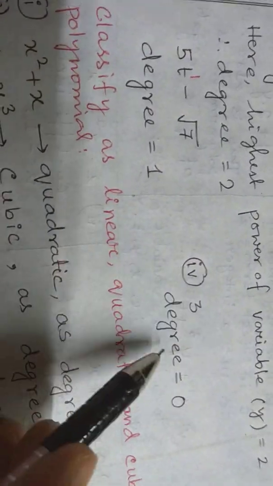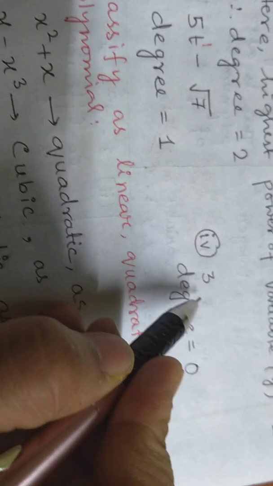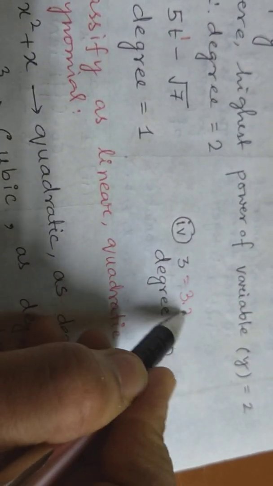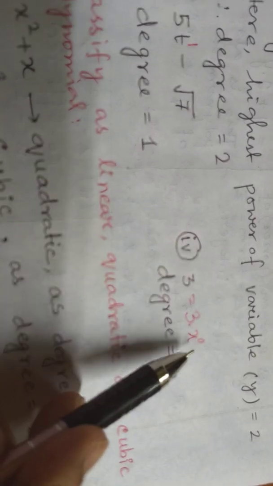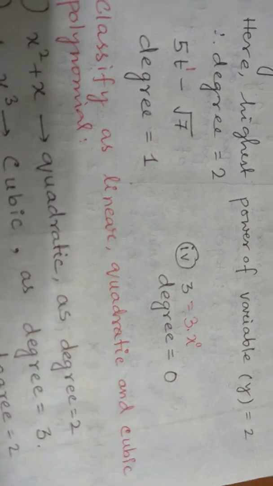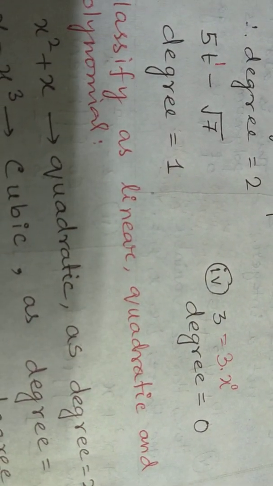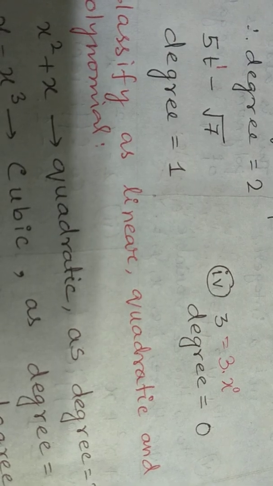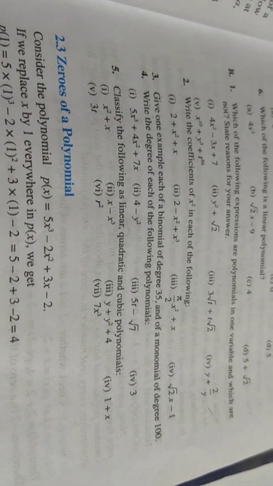Here, 3. Why is the degree 0? Because 3 equals 3 into x to the power 0, because x to the power 0 has the value 1. So what is the degree of this polynomial? 0. We know that the degree of any constant polynomial is 0.